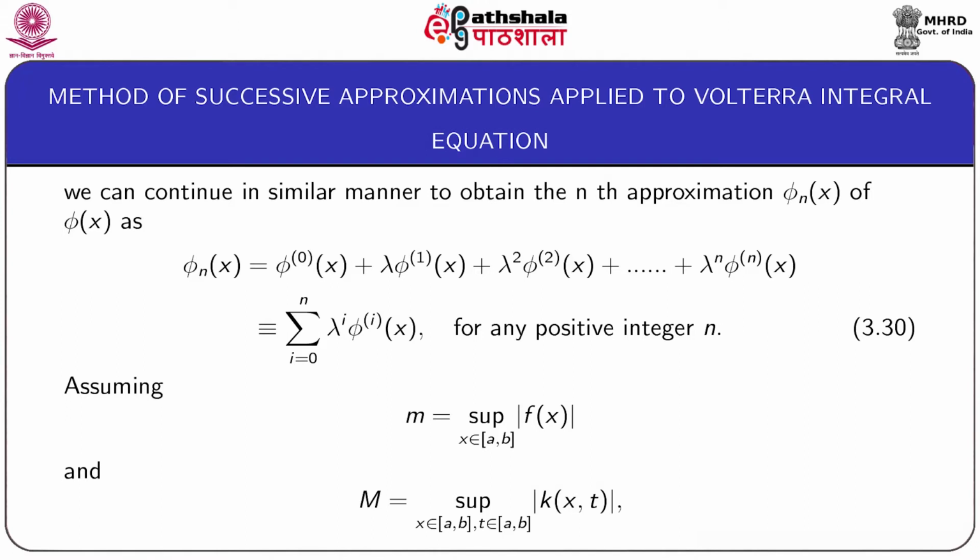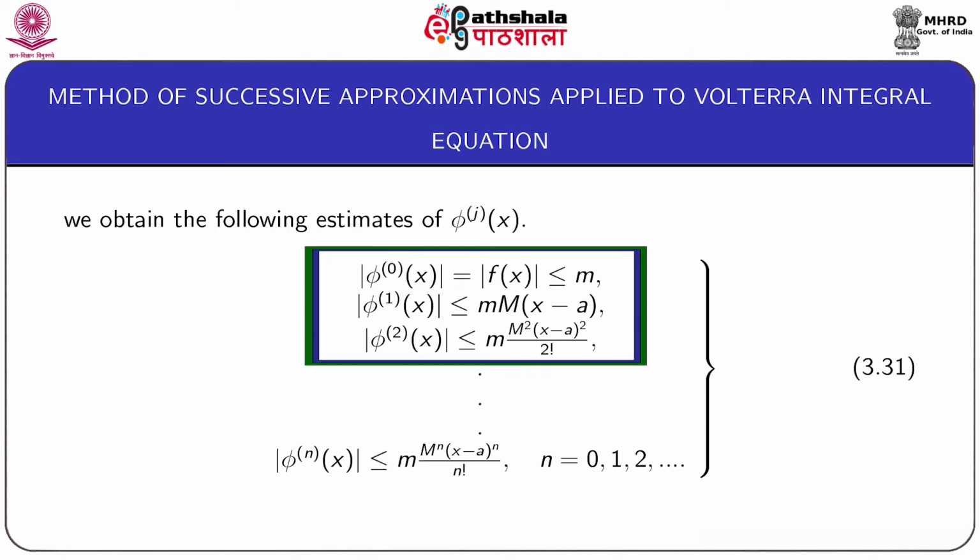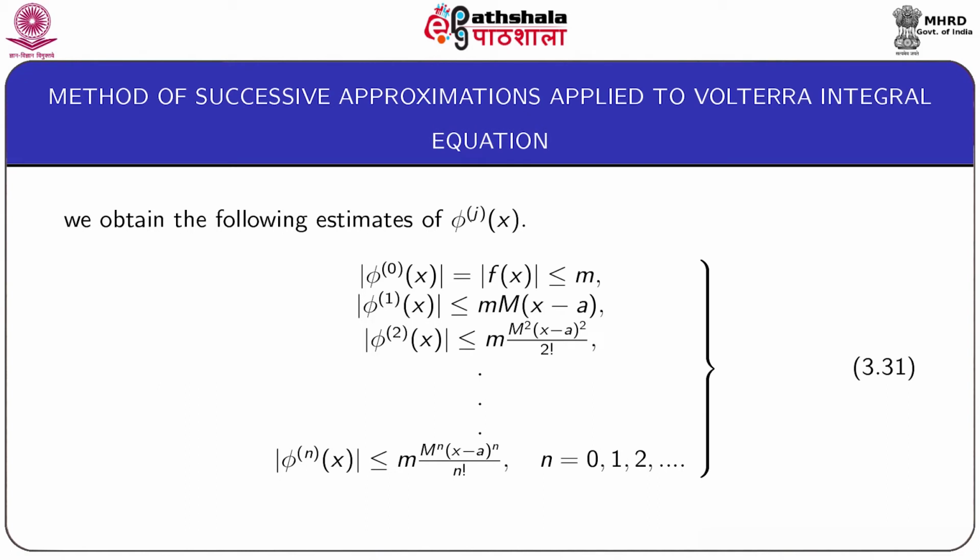Now I assume that small m is the supremum of mod f(x), that is the forcing function, for x ranging in the interval a to b, and capital M as the supremum of mod K(x,t), x and t ranging in the intervals a to b, so that we can obtain the estimates of phi superscript j(x). Now phi superscript 0 (x) is equal to f(x). So mod f(x) is always less than or equal to m, that is m is the supremum of mod f(x) as we have assumed. So the estimate of mod phi superscript 0 (x) is always less than or equal to m.